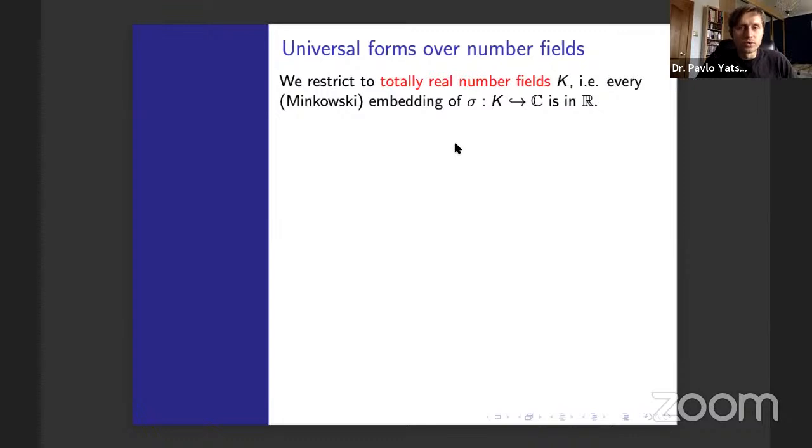We will restrict to totally real number fields, and by totally real number fields, I mean the number fields such that all the embeddings of our number field are actually in the reals. So we have embeddings of our number field into C or R, complex numbers or real numbers. And the number fields I will restrict to are going to be only those where we have embeddings only into R.